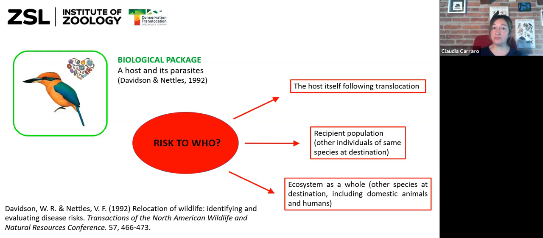An animal should always be seen as a biological package, that is, a host and its parasites. And so in any conservation translocation, when animals are moved, their parasites are moved too. And these may influence the health of the host itself following translocation, or could pose a risk to the recipient population or even to the ecosystem as a whole, other species at destination, including domestic animals and humans.